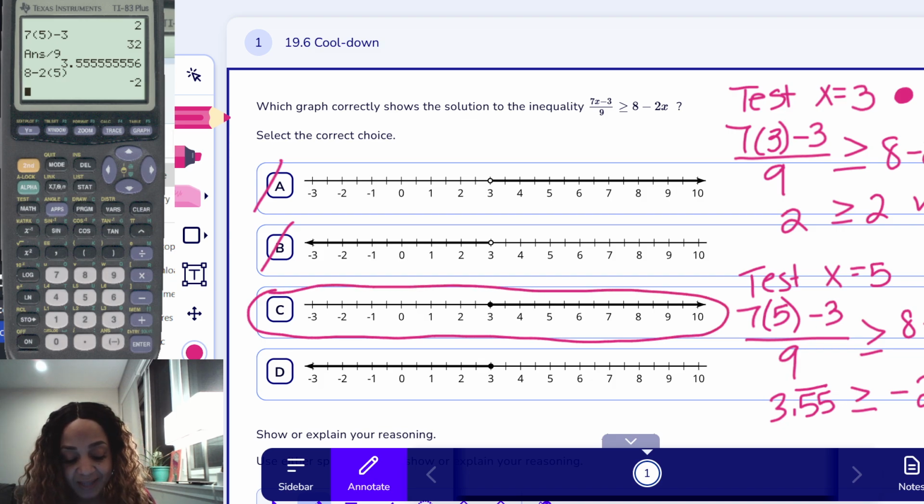All right, and then lastly, D we know is incorrect by process of elimination. But what would happen is we would use a test point to the left of 3. So we could test out 0. And then when we substitute 0 in for that inequality, we would see that it ends up not being true.